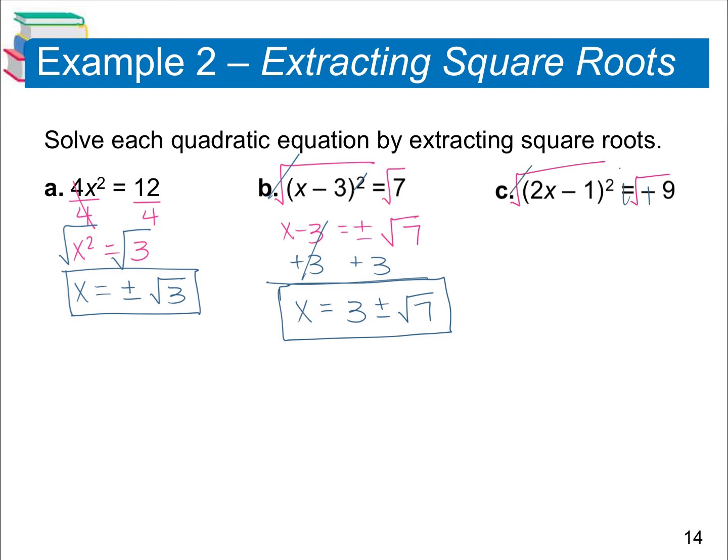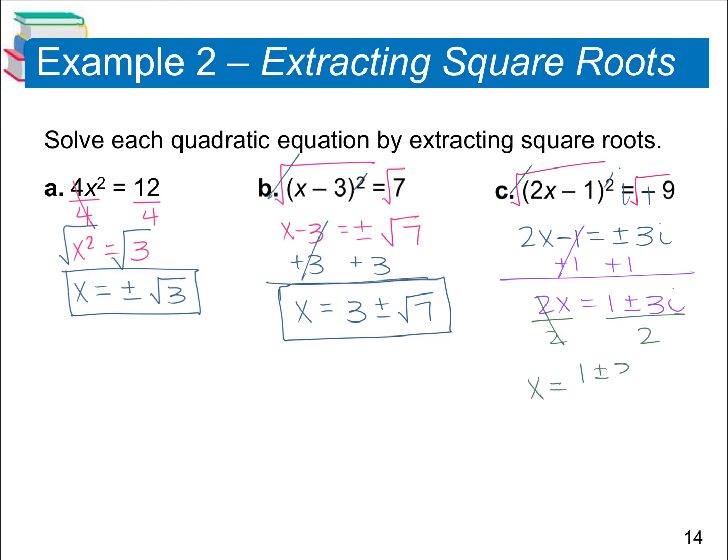So you're going to cancel out the power on the left side to give you 2x minus 1 is equal to plus or minus i square root 9. The square root of 9 is 3, so that gives you plus or minus 3i. From here, we get x by itself. So we're going to first move the 1 over by adding it to both sides. That gives us 2x is equal to 1 plus or minus 3i. From there, we divide each side by the 2. And we have x is equal to 1 plus or minus 3i all over 2.